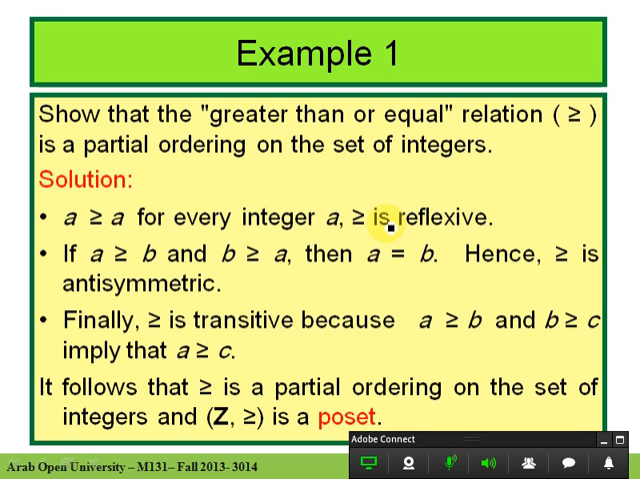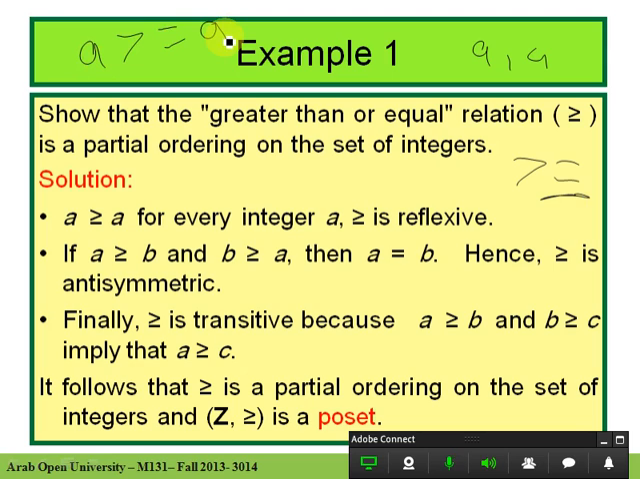Now, greater than or equal relation, on the set of integers. Now, you check reflexive, antisymmetric, and transitive. Now, first of all, reflexive is if there is A, there is A comma A. So if you take any integer, it is equal to that integer. So or equal to, it satisfies. Right? A is greater than or equal to A.